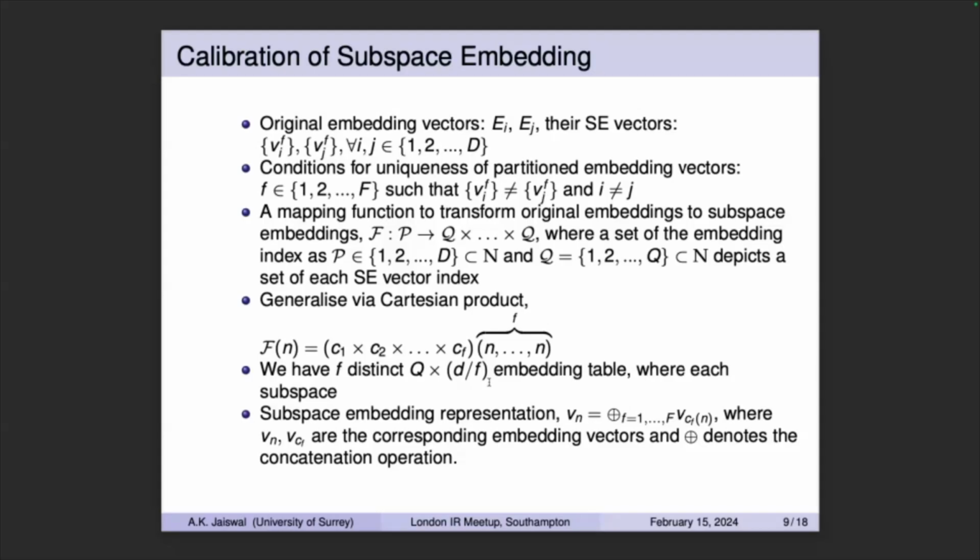So we do have this many embedding tables. D by F, where D is your dimension, and F you iterate depending on how many splits you have. And the subspace embedding will be the dot product operation as well.